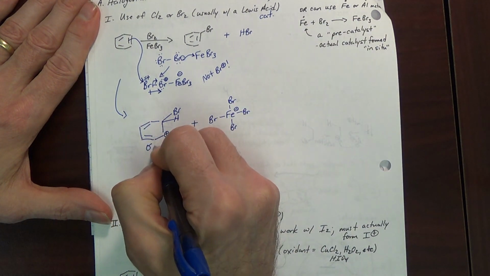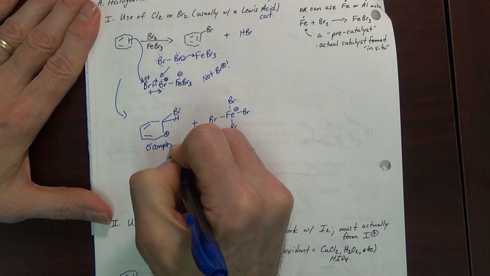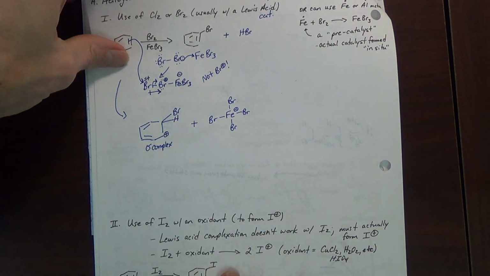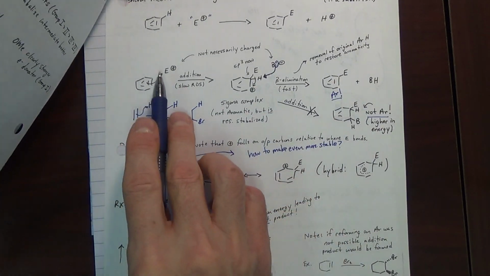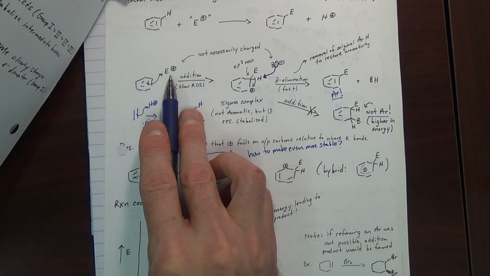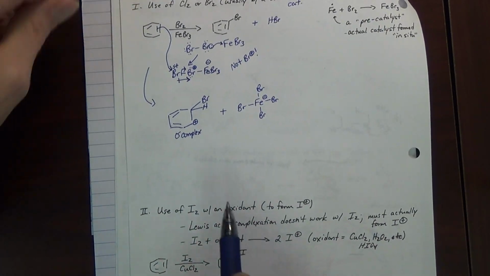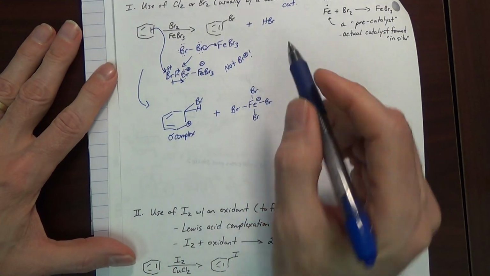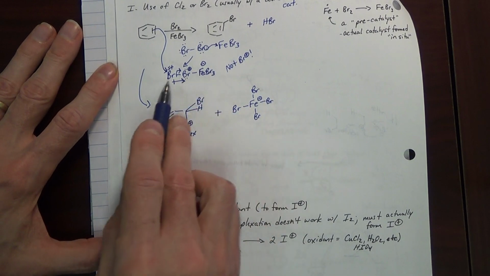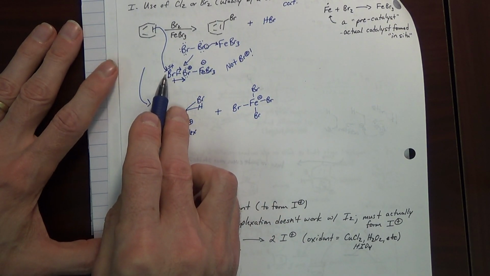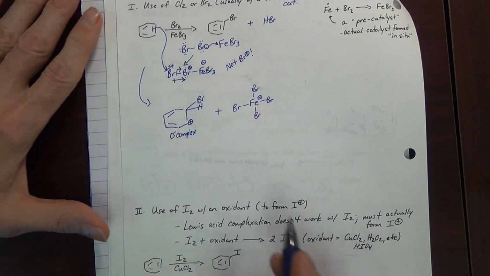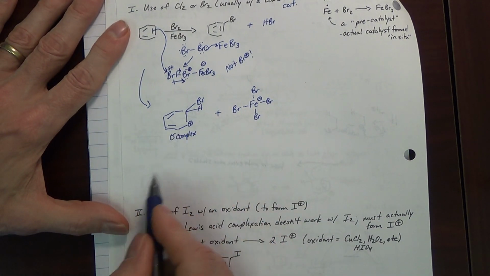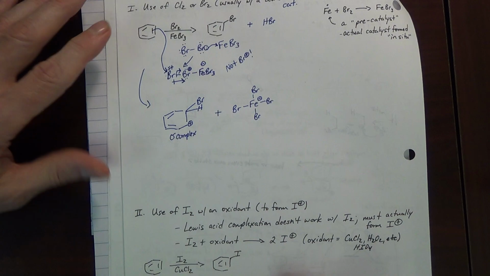Now here's our sigma complex that we showed on the previous page. But over here, we did our mechanism with a generic E+. Over here, the electrophile was actually not a Br+, but it was this sort of complex here, and it was a terminal bromine, and we talked about how that was made to be electrophilic. Resonance stabilized. I'm not going to show resonance structures here. It's the same as the previous page.